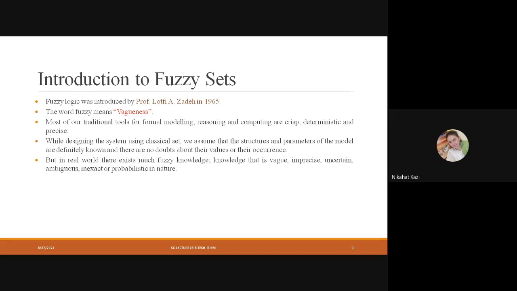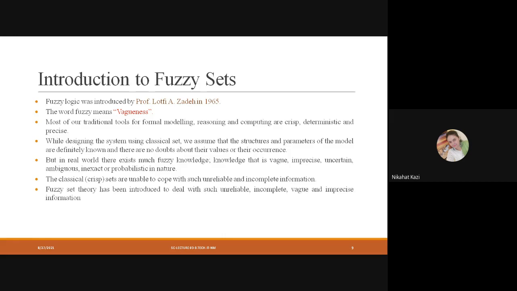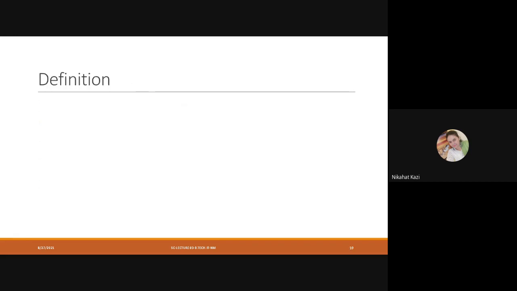So the knowledge that you're going to deal with in the real world is vague, imprecise, uncertain, ambiguous, inexact, and probabilistic in nature. That kind of representation requires a fuzzy set. Your classical sets are crisp in nature, with a fixed boundary, so they are unable to cope with such unreliable and incomplete information. That is why fuzzy set theory was introduced by Professor Lotfi Zadeh for dealing with such incomplete and vague information. So let us look at the definition of a fuzzy set.